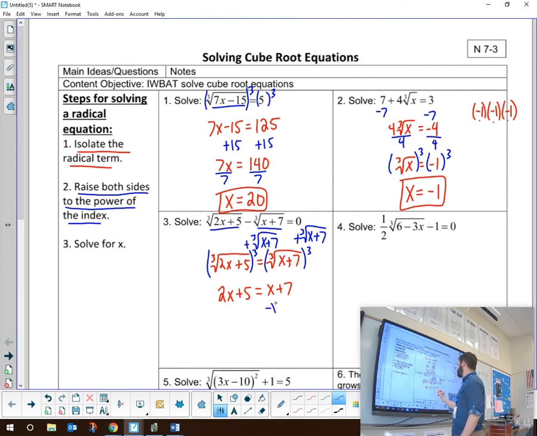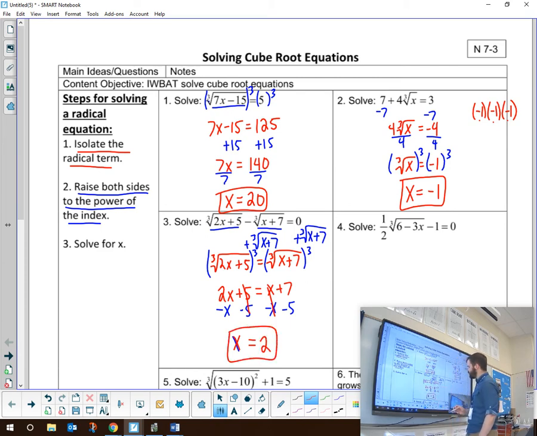Then all I need to do is minus x here, minus x here. Minus 5 here, minus 5 here. 2x minus x is 1x. 5 minus 5 is 0, x minus x is 0, and 7 minus 5 is 2. So I get my answer there of x equals 2.